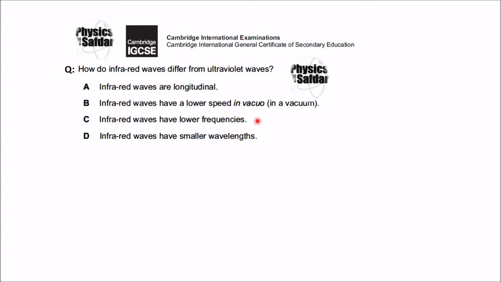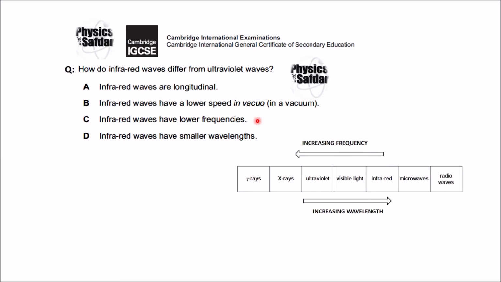Third, infrared waves have lower frequency. Of course, infrared and ultraviolet are not in same frequency, so let's check this pattern again. Left to right, case of increasing wavelength. Right to the left, increasing frequency. In option C, we have infrared waves have lower frequency. Check the upper level, infrared this side, then you have ultraviolet. When you move right to the left, it's a case of increasing frequency. It's very clear, ultraviolet has more frequency than infrared. This is the true option, but check the last one also.